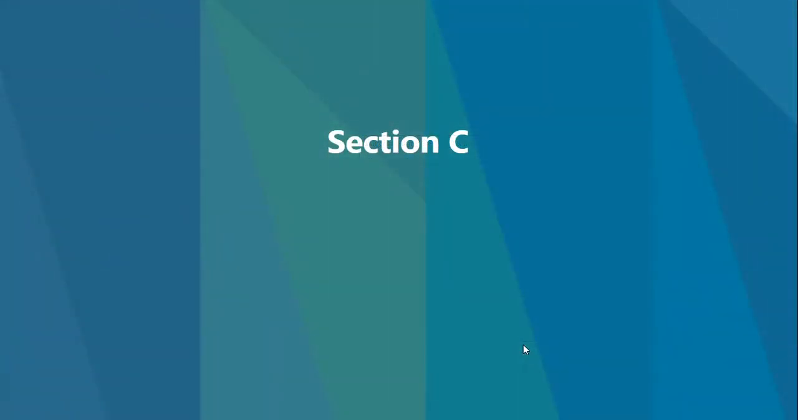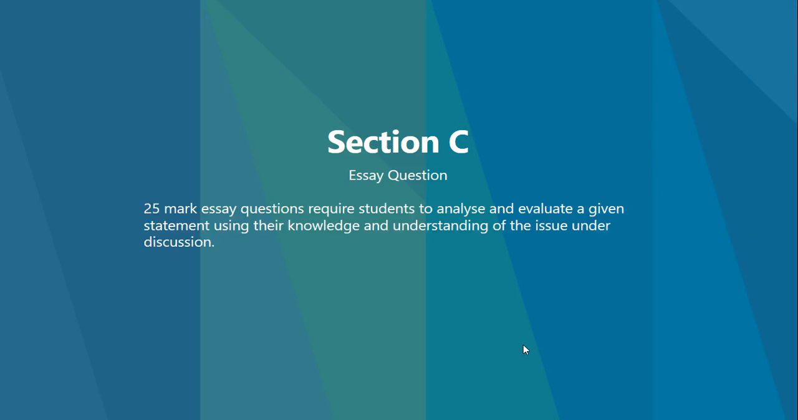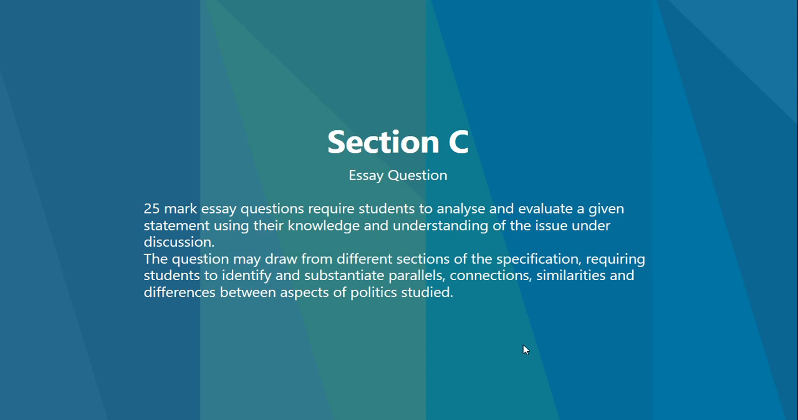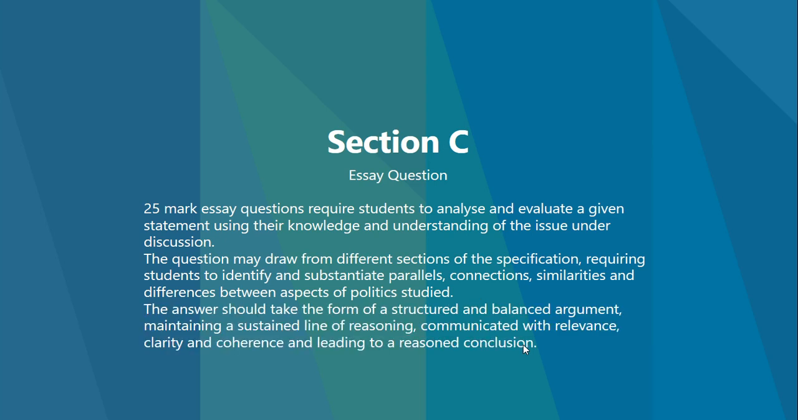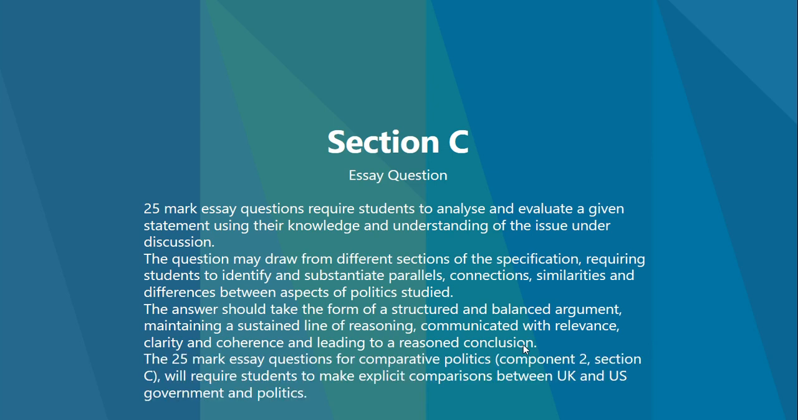And then we come to section C. This is the essay question, in which you're required to analyse for 25 marks and evaluate a statement using your knowledge and understanding of the issue under discussion. This might draw from different sections of the spec, requiring you to identify and substantiate parallels, connections, similarities and differences between aspects of politics studied. The answer should be taken in the form of a structured and balanced argument, maintaining a sustained line of reasoning, communication with relevance, clarity and coherence, and leading to a reasoned conclusion.